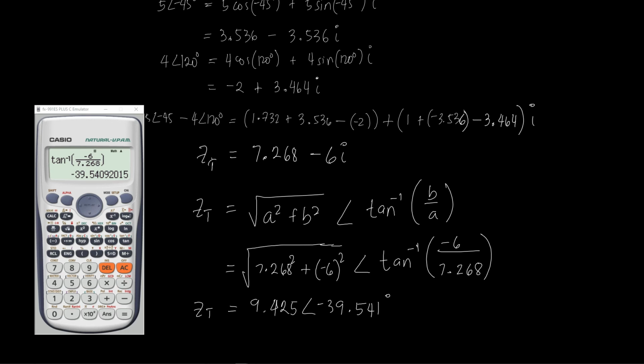Okay, so we cannot directly add or subtract in polar form, but what we can do is convert it back to rectangular first, then get the sum and difference, after which we go back to polar form.